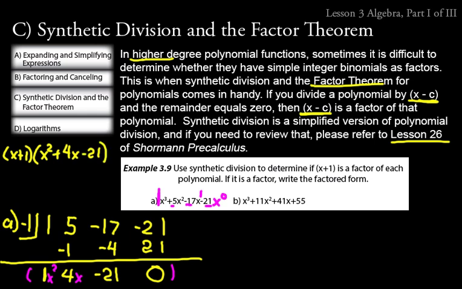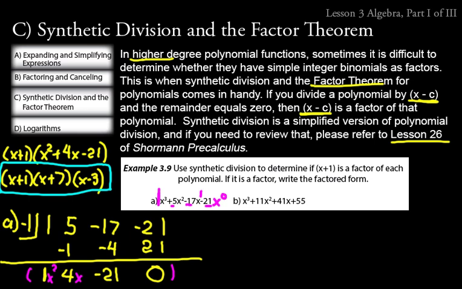And now just think about that real quick. Can you factor that easily, like into integer binomials? Yes, you could, because you have 7 and a negative 3. So x plus 1 times x plus 7 times x minus 3. That is our factored form.